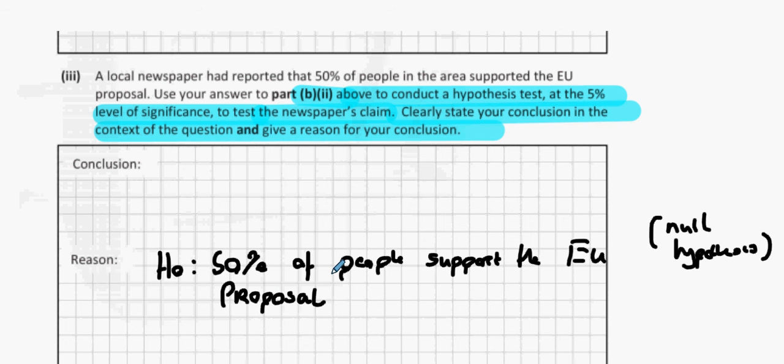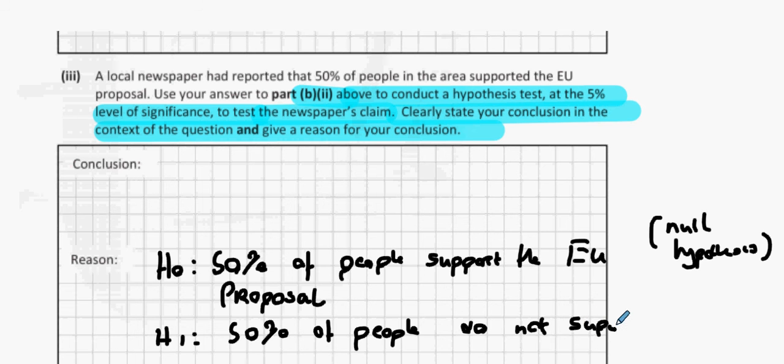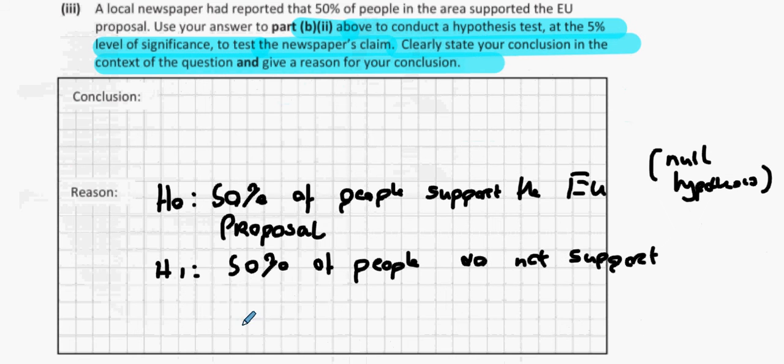You're testing the hypothesis. Now what's H1? H1 is always the opposite of H0. So how do I write H1? It's best to say do not support. Just do the opposite. Do not support the EU proposal.